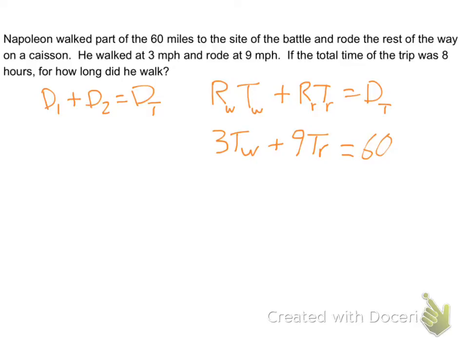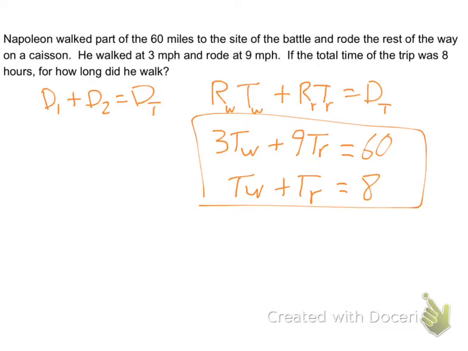We have a time walking and a time riding. Is there any connection between those? What's the last piece of information that it gives us? It was 8 hours. 8 hours is made up of the time he walks and the time he rides. So therefore, could you agree that TW plus TR should equal 8? And now we just set up a system.